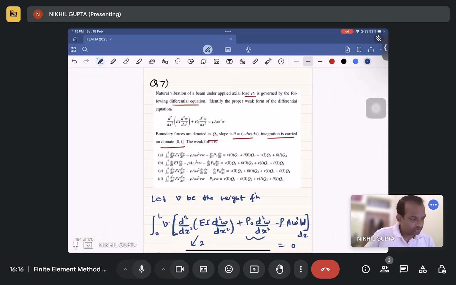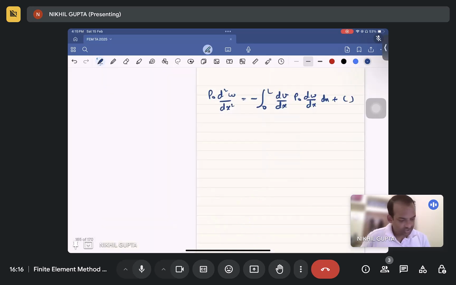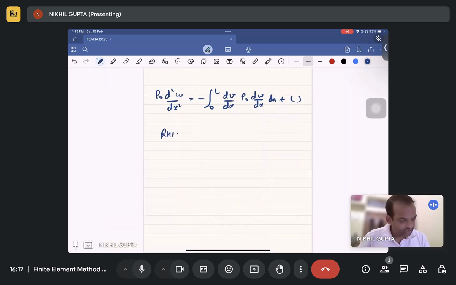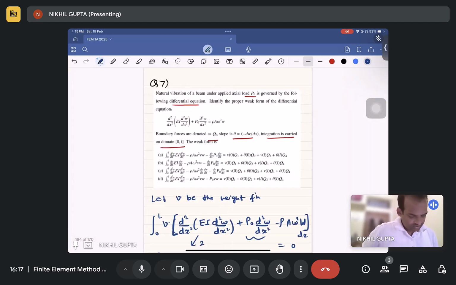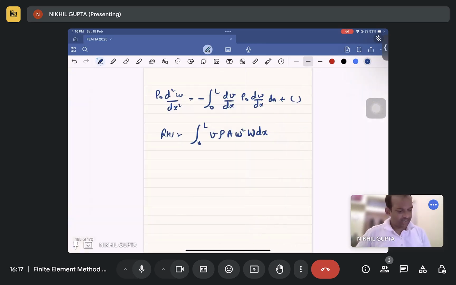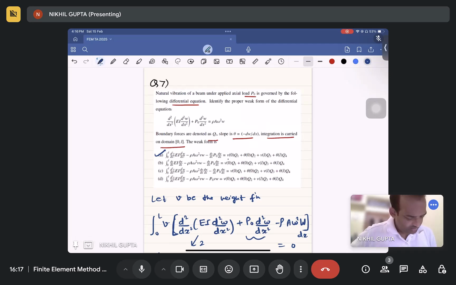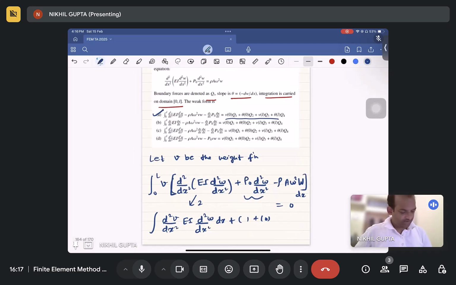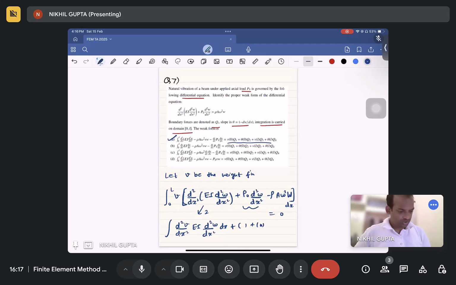So the RHS, let's take it to the right-hand side, which is integral 0 to L of rho A omega square V W dx. So let's see which option it is matching. The answer will be A, which is matching the solution. Okay, the boundary terms are just simple terms which we'll get after solving. I have solved this too many times. I know you can do it like this.